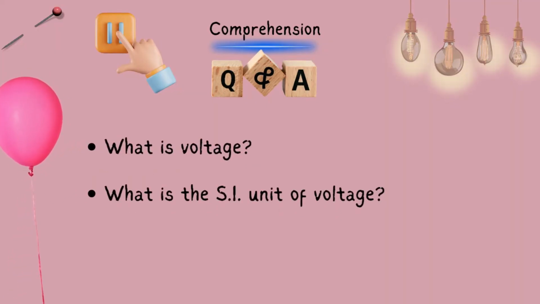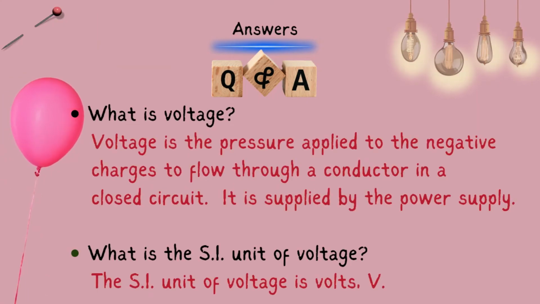What is voltage? What is the SI unit of voltage? You may pause this video to answer these questions. Voltage is the pressure applied to the negative charges to flow through a conductor in a closed circuit. It is supplied by the power supply. The SI unit of voltage is volts.